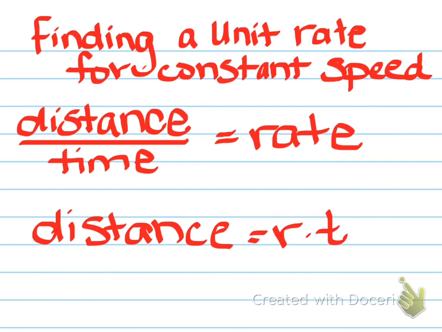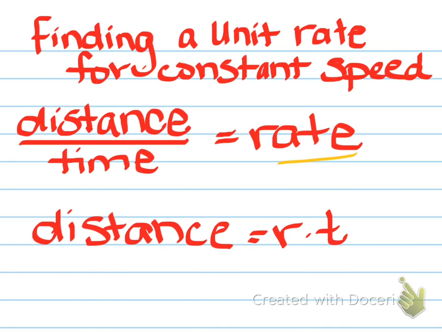All right, so finding the unit rate for constant speed. When we're talking about speed in general, then we're talking about a distance over an amount of time. 55 miles per hour, 55 miles in 1 hour. That's our rate, our constant speed.